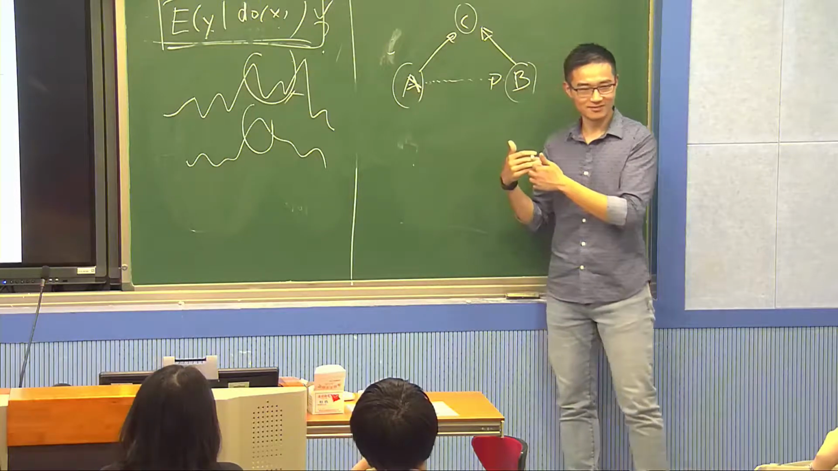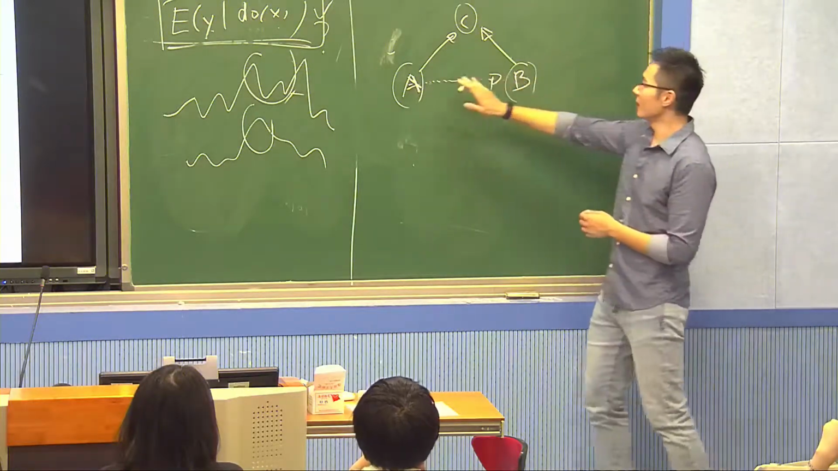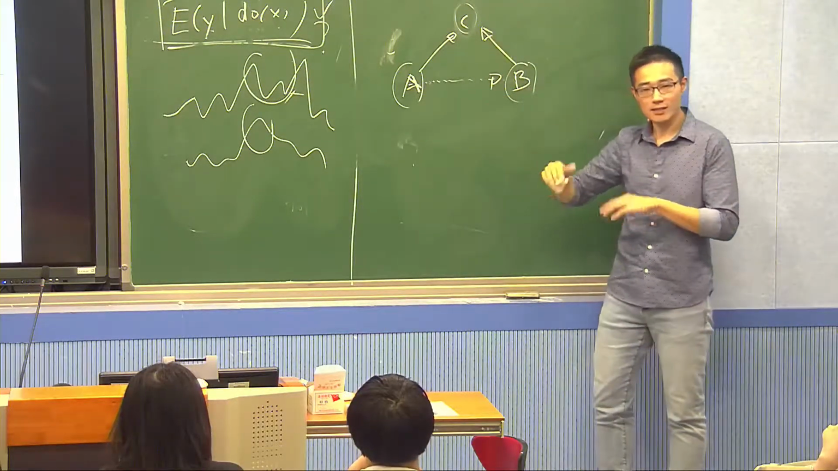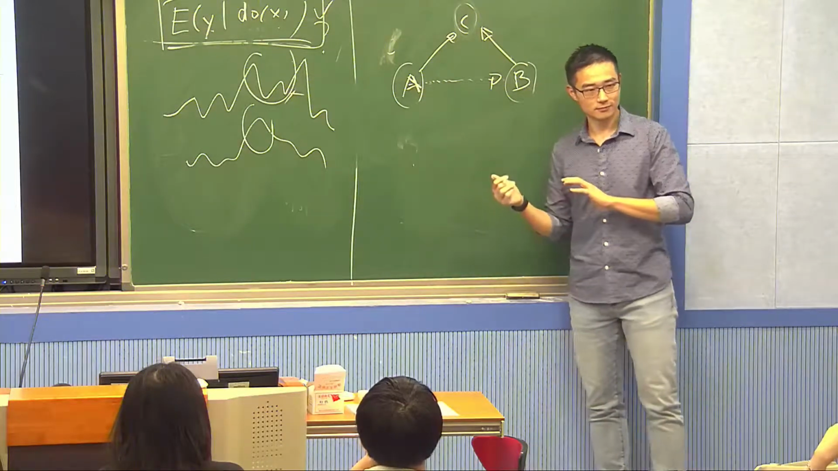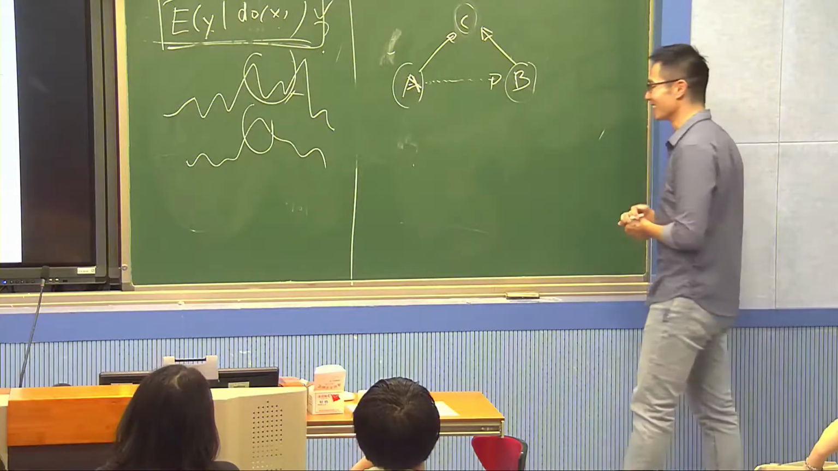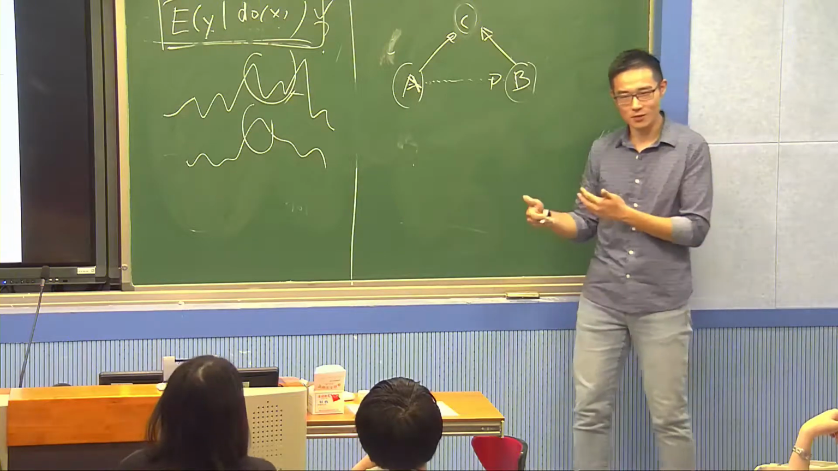Yes or no? Again, this is my picture. A goes to C, B goes to C, and I actually see some correlation between A and B. Does that correlation tell me causation? The answer is yes. In this case, correlation tells you about causation.